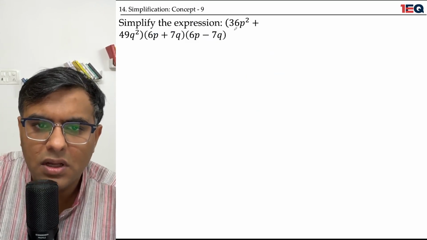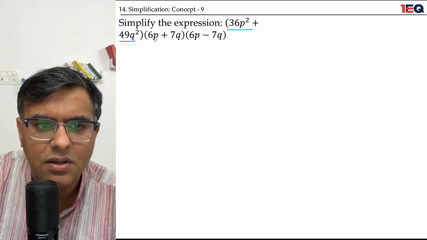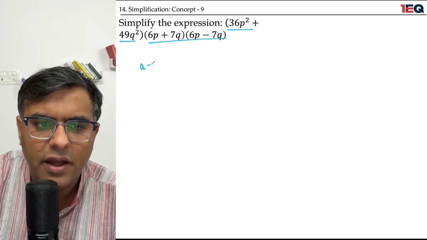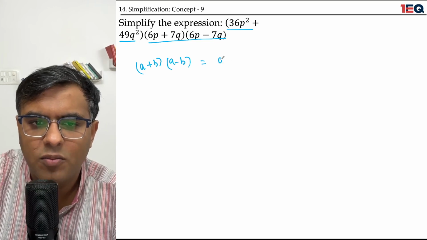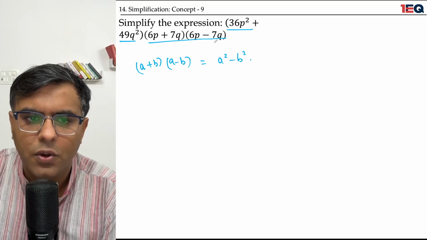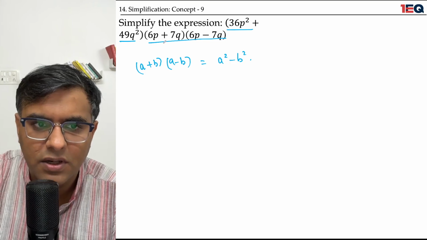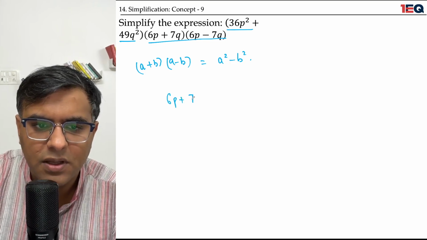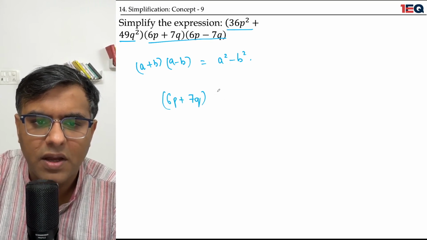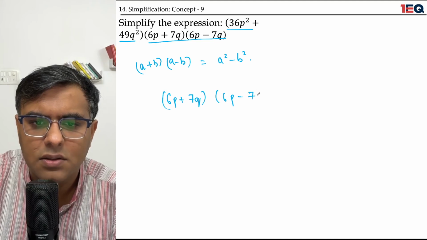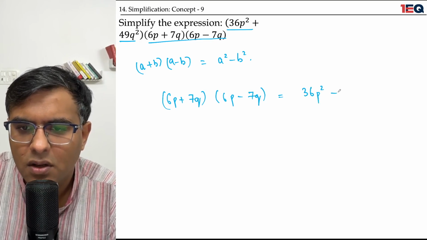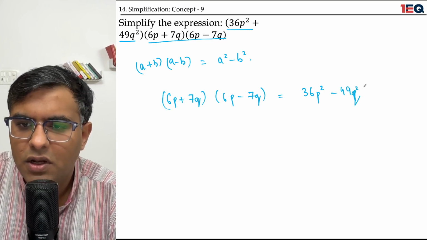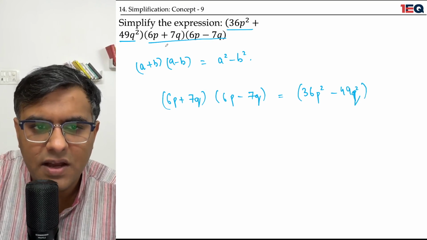Moving on, it again is asking me a very similar question, and I would be using the identity a plus b multiplied by a minus b, which would give me the output as a square minus b square. Okay, we'll be using it twice. 6p plus 7q multiplied by 6p minus 7q would give me the answer as 36p square minus 49q square. Okay, this is not p, this is q. 49q square.